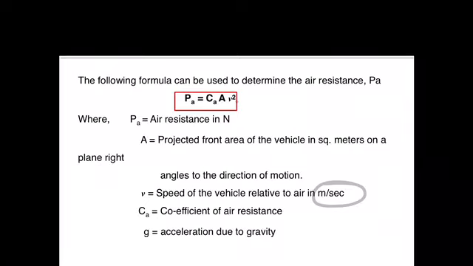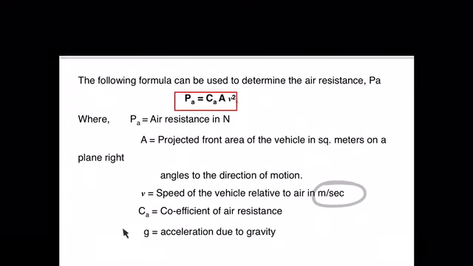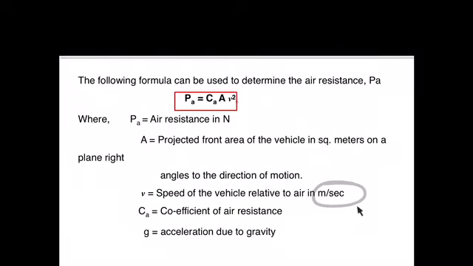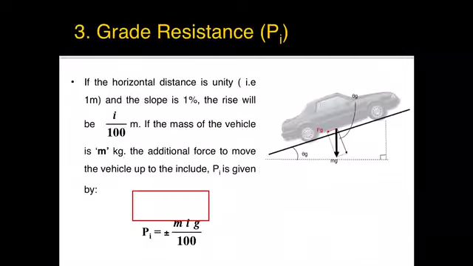And next, CA is nothing but the coefficient of air resistance. That will also be given to you; standards are there to take the value of air resistance. And once again, g is the acceleration due to gravity. You can take that value as 9.81 meters per second squared. So using this formula, you can determine the amount of air resistance caused, which resists the motion of the vehicle.